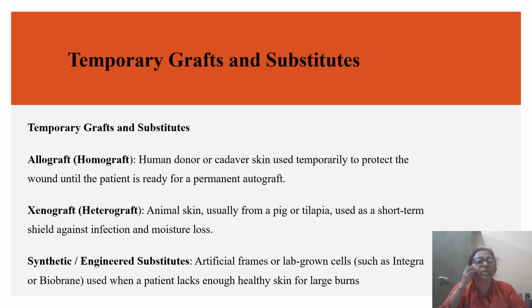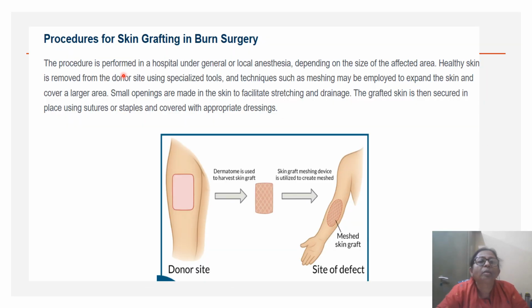Temporary grafts also, you can see allograft, xenograft and synthetic or engineered substitutes. Artificial, you can see substances like Integra or BioBrane, used when the patient lacks enough healthy skin for large burns, that is synthetic or engineered substitutes. Then procedures for skin grafting, you can see how the procedure is done.